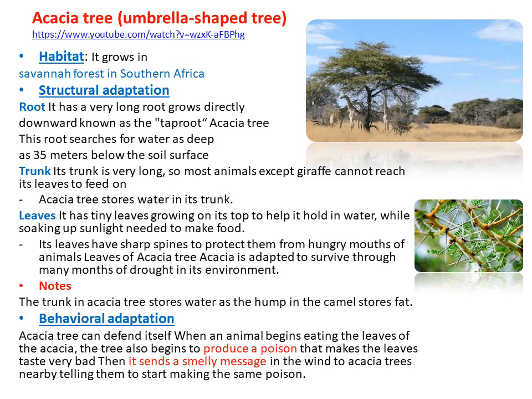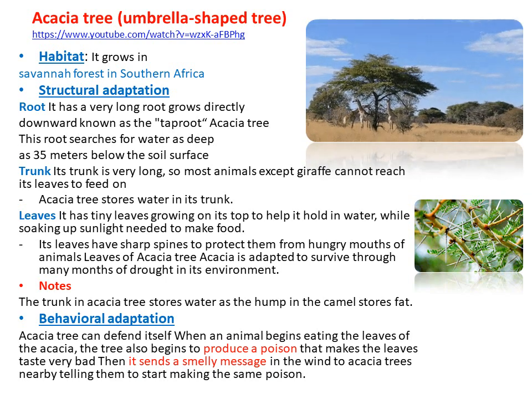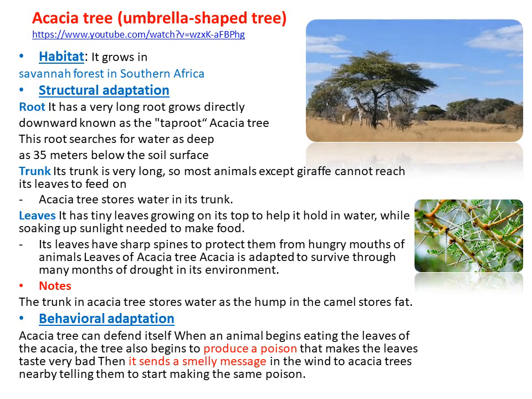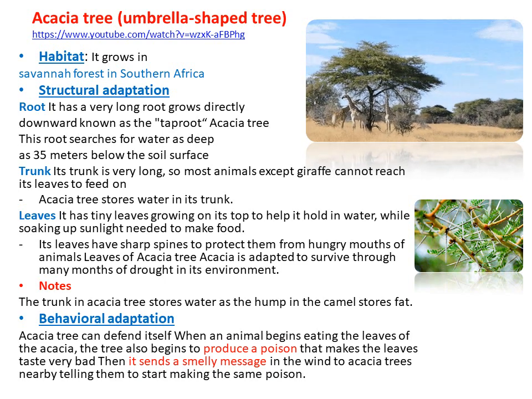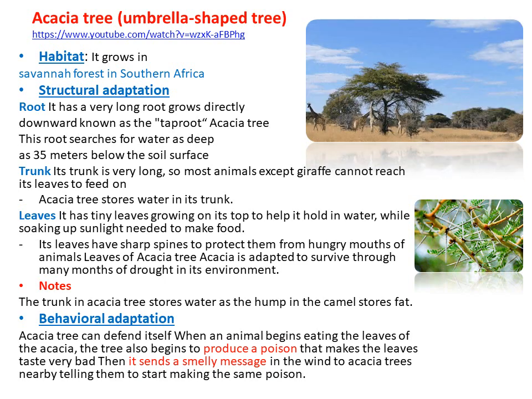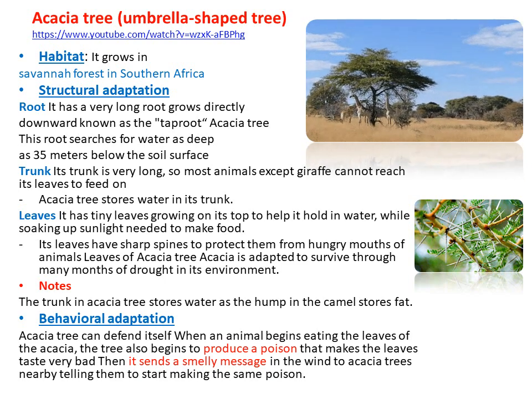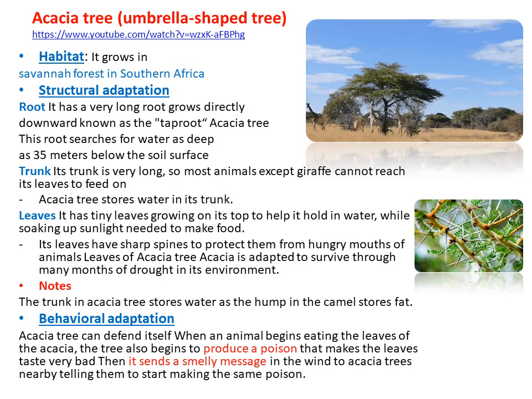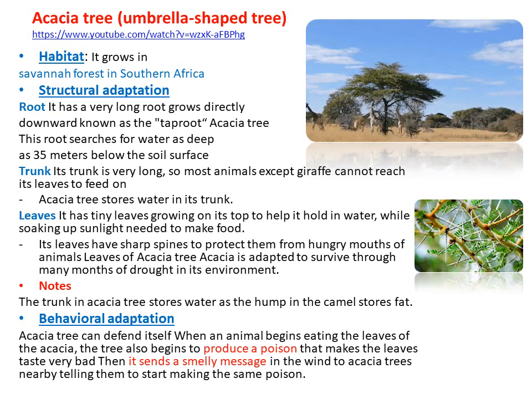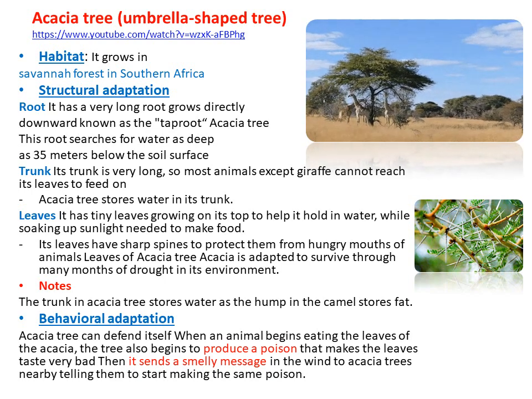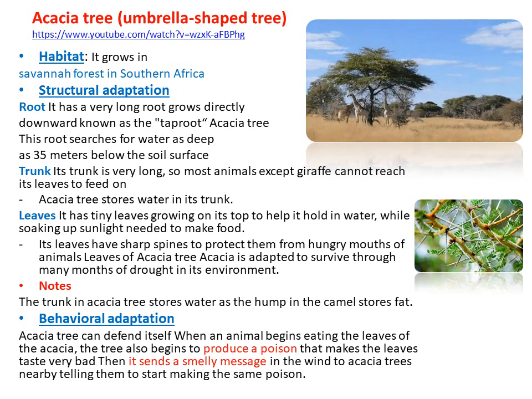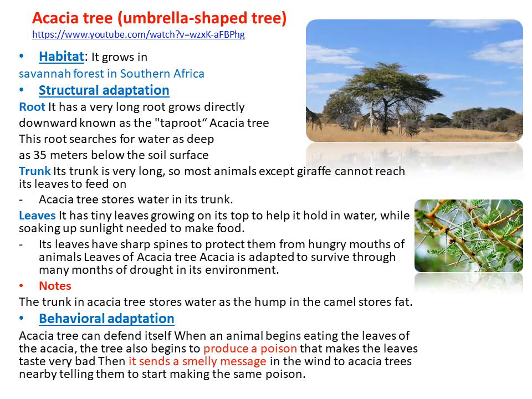The leaves. It has tiny leaves growing on its top to help it hold in water while soaking up the sunlight needed to make food. Its leaves have sharp spines to protect them from the hungry mouths of animals. The leaves of the acacia tree are adapted to survive through many months of drought in its environment. So the leaf has spines. When any animal tries to eat the leaves, it will find the spines, so it will stop eating them.